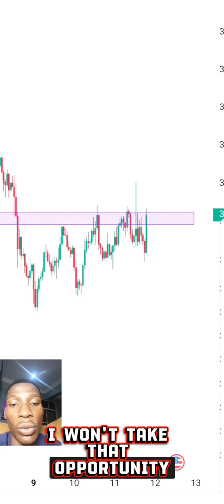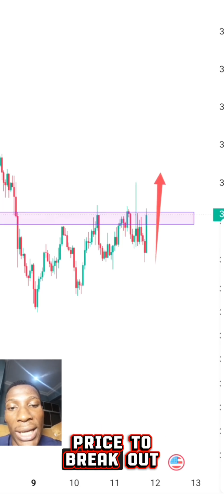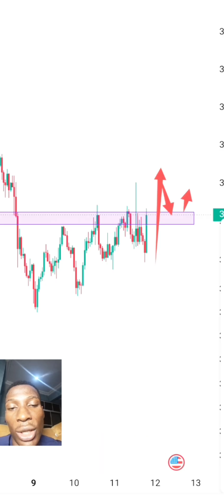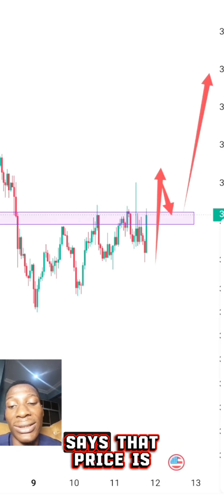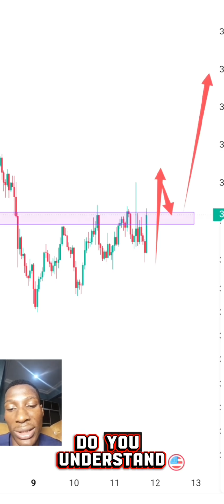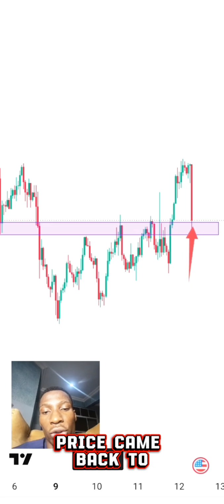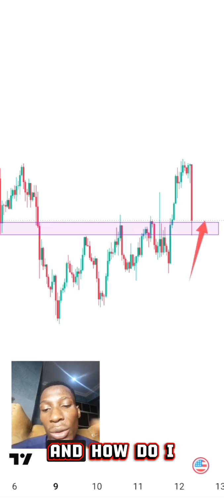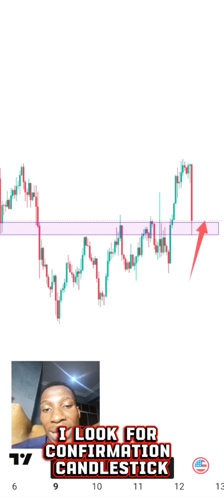For me, I won't take the buy opportunity. What I will do is I'll wait for price to break out of the zone and retest, then I look for a buy opportunity since the overall trend says that price is on an uptrend. Do you understand? Price came back to the zone to make a retest. And how do I take my entries? I look for confirmation candlestick at that point.